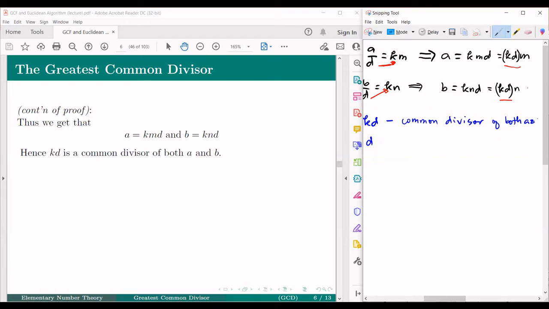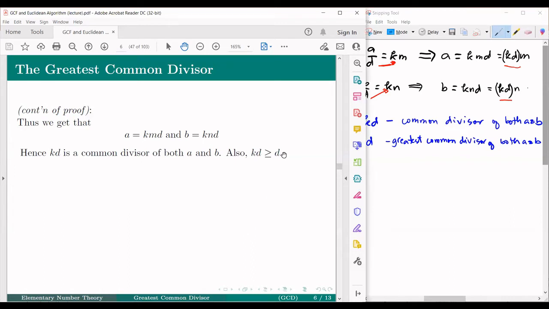Okay, so A and B, where D here is also a common divisor, but this is the greatest common divisor, or the GCD, of both A and B. So D is the greatest common divisor of both A and B. Now notice that KD is greater than or equal to D, right? Because K is a positive integer here. So it could be 1, 2, 3, and so on. Because this KD is a multiple of D, therefore KD is greater than or equal to D.